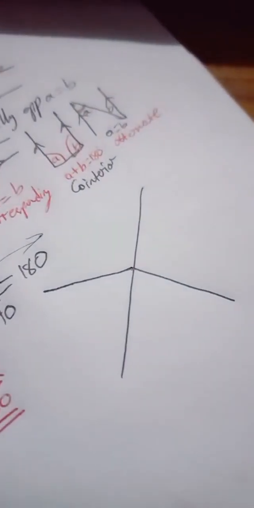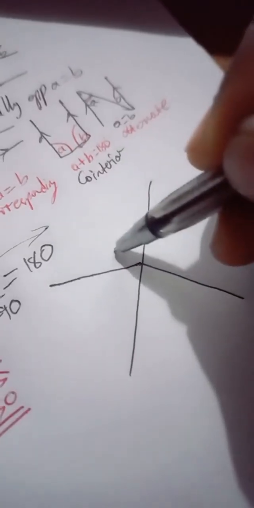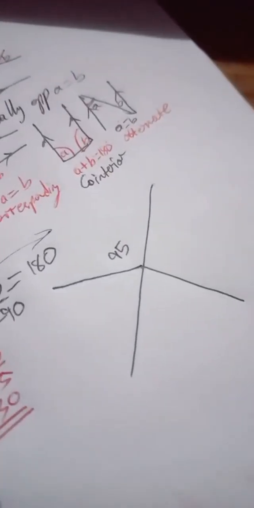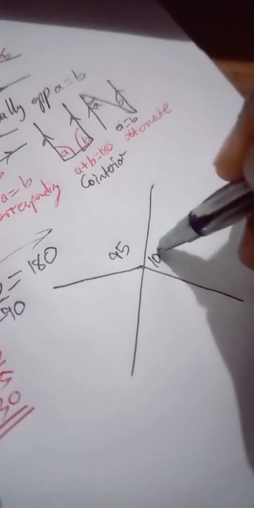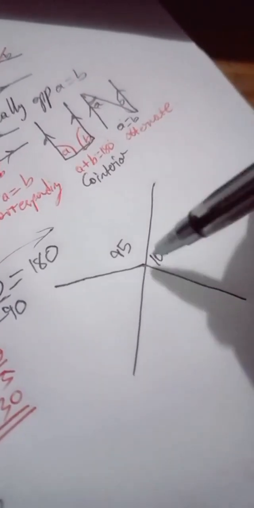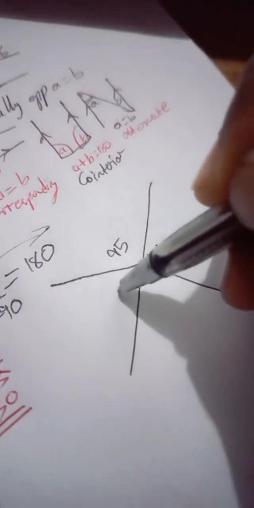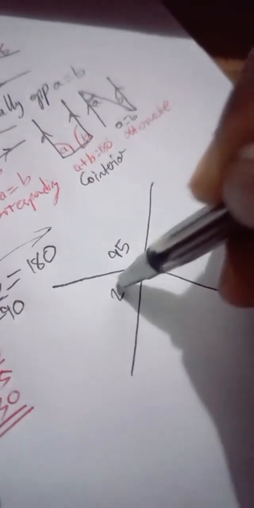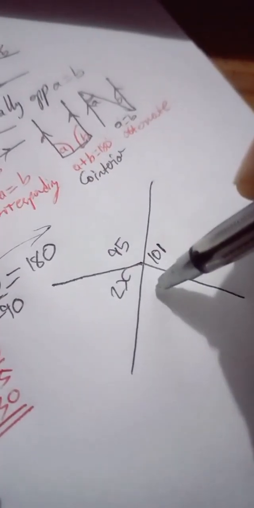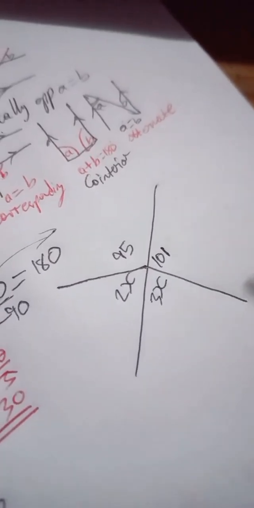You are given something like this, and you are told this is 95, 101, and you are told this one is 2x, and this one is what? 3x.